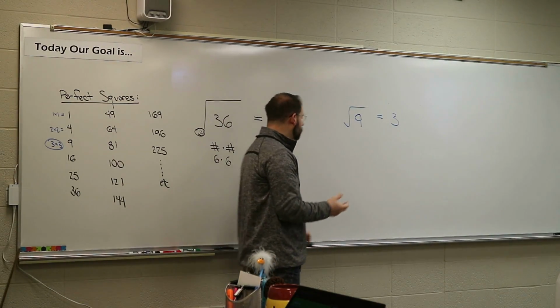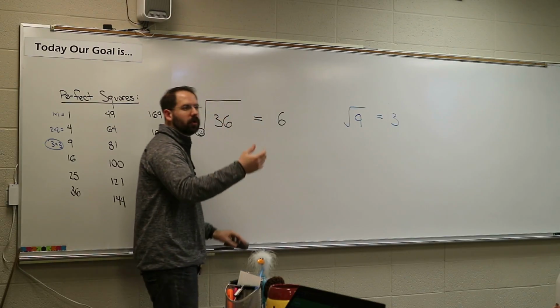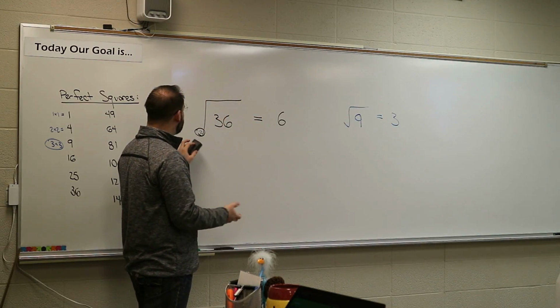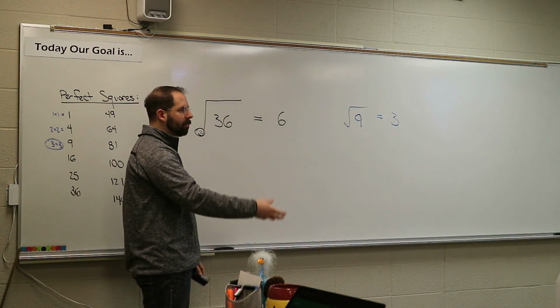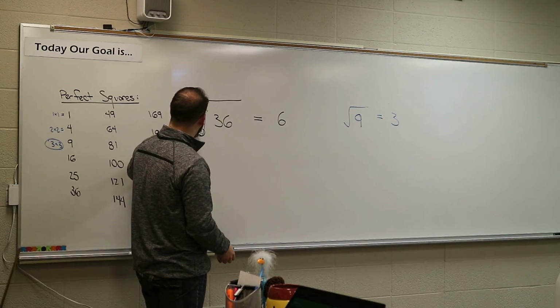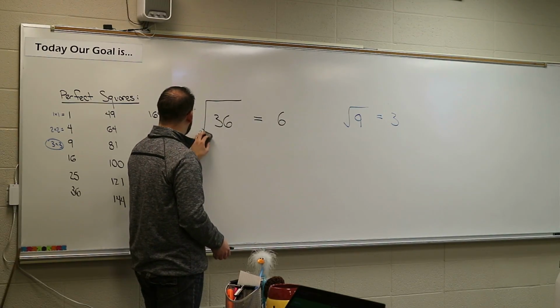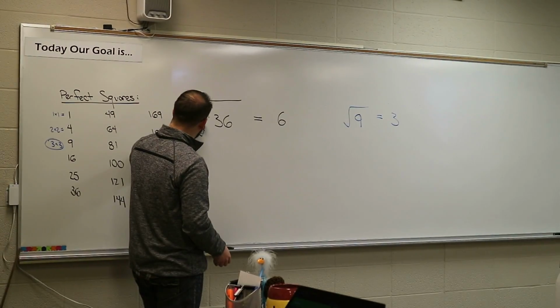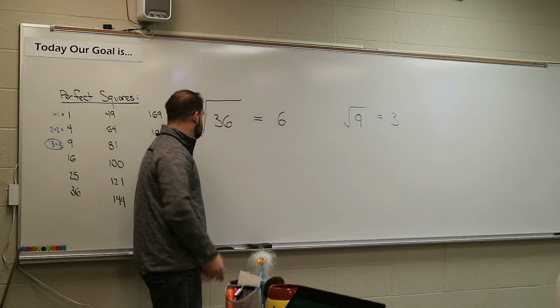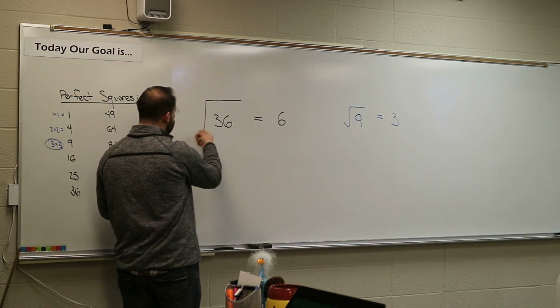Another way to do this problem is that shortcut I was trying to show you guys yesterday. How can you do this problem if you didn't have it memorized? Like you didn't know that 6 was the number that multiplied to give you 36. Here's how you could do it. Number 1, you have to look at the index number. My index number on this particular problem is a 2.